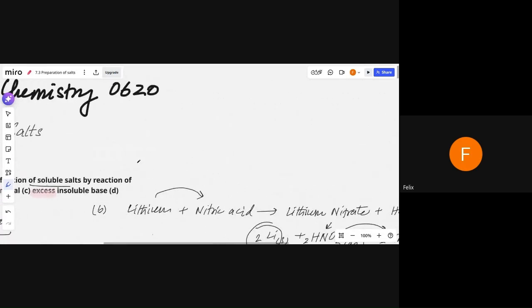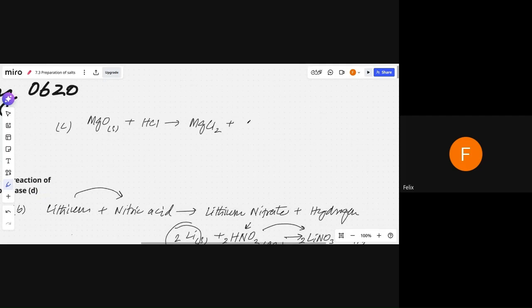So let me write it here and explain it. Here we will be using an excess insoluble base, for example magnesium oxide, right? It's a metal oxide, and remember, metal oxides are basic in nature, and these are insoluble, right? So solid plus, let's use hydrochloric acid, HCl, and they're going to make magnesium chloride, MgCl2, which is soluble, and it's going to make water, H2O, right?